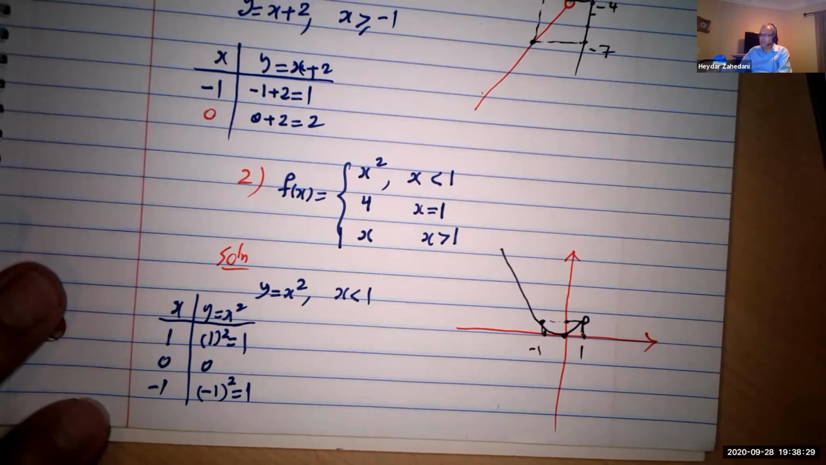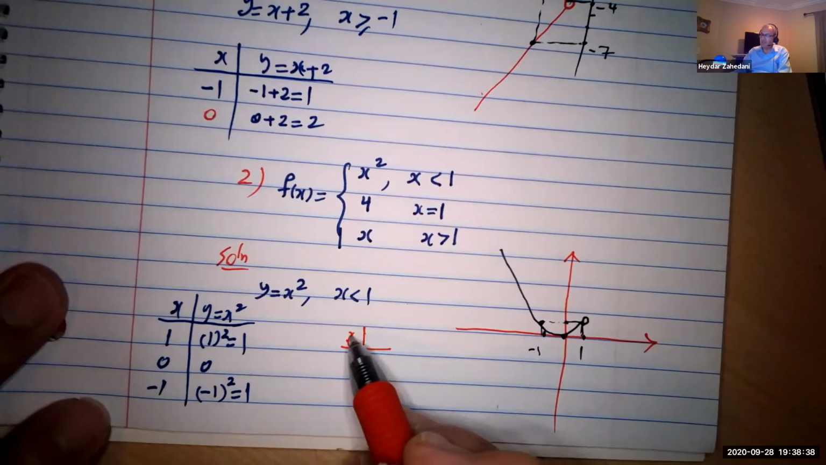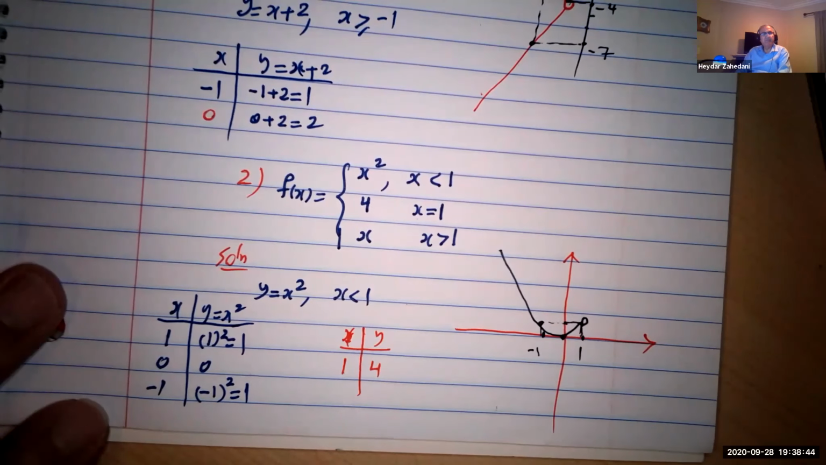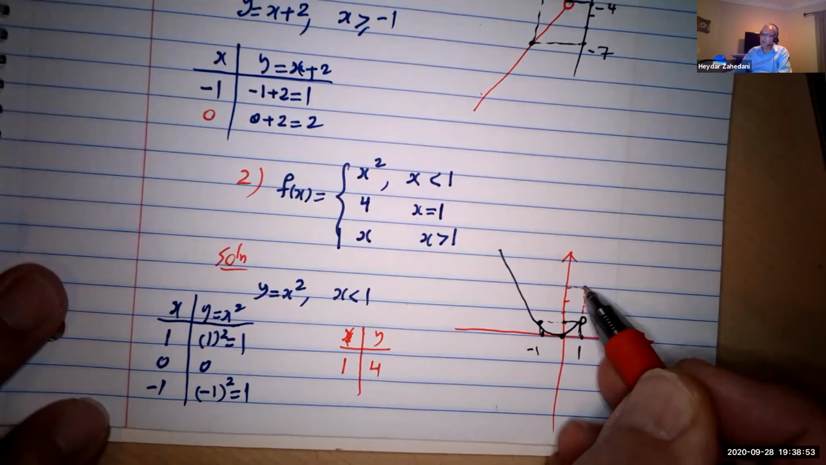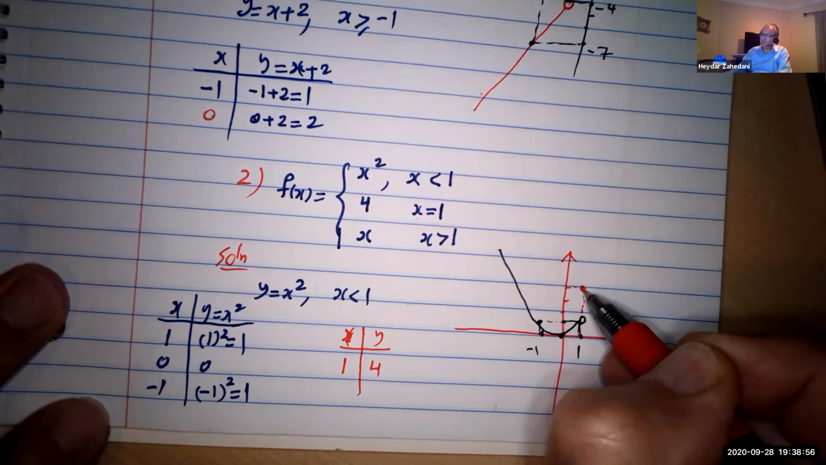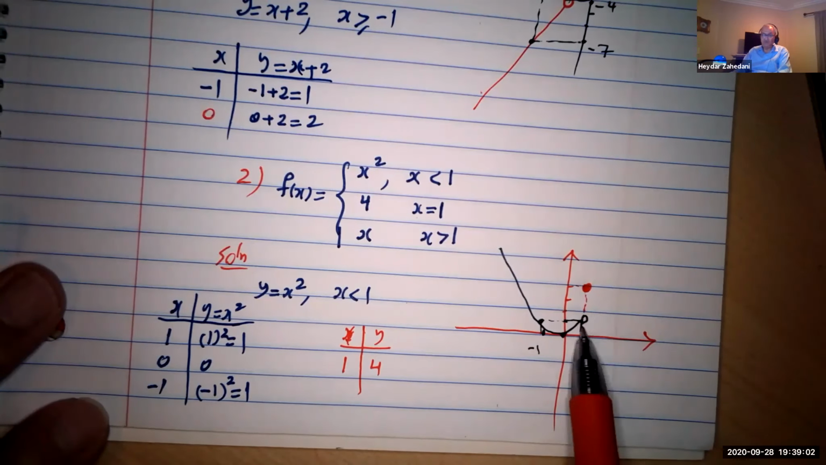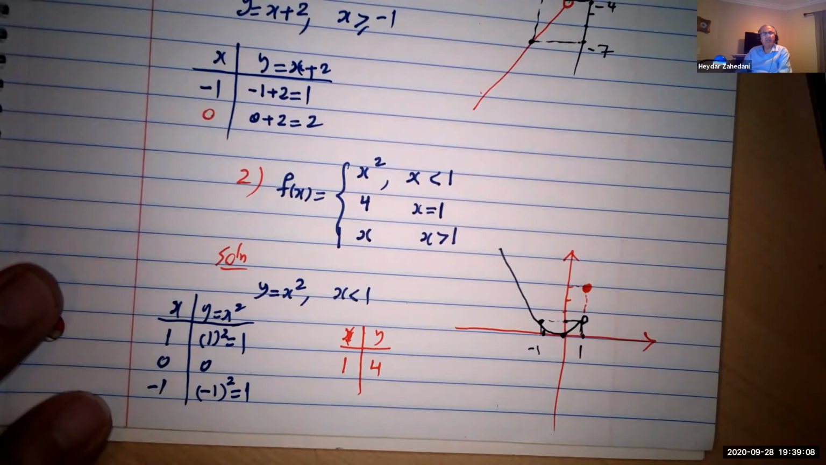Now the second part. The second part is just a point. This is x and this is y. When x is 1, y is 4. 1 and 4, just identify it. x equal to 1, 4 is 1, 2, 3, 4. This is 1 and 4. You make it solid, it's just a point. You cannot have two solids at the same time. So that's fine. This is empty, but this is up there. Any question? So that's the second part.